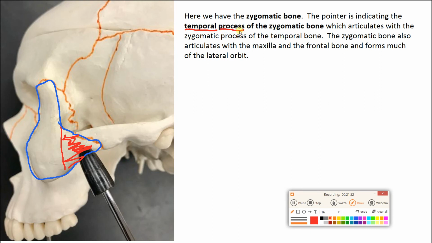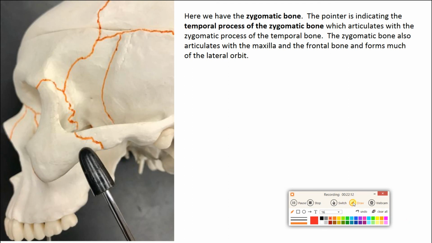So it is the part that articulates with the temporal bone. That's why it's called the temporal process. So the zygomatic bone has a temporal process, and the temporal bone, sorry, has a zygomatic process. Fantastic.